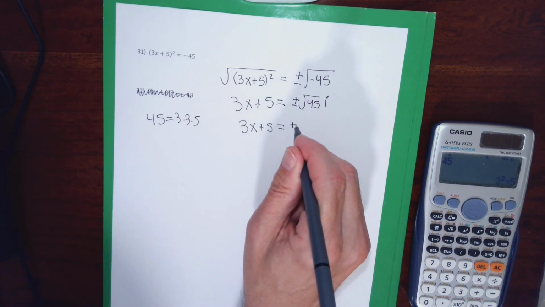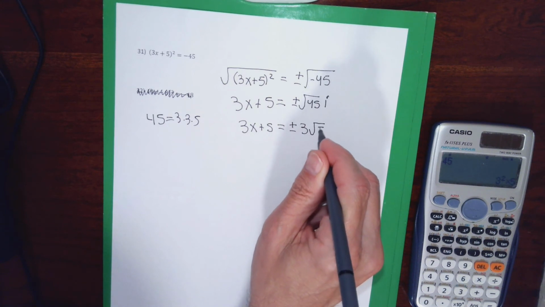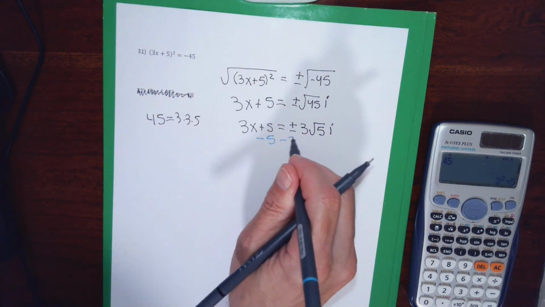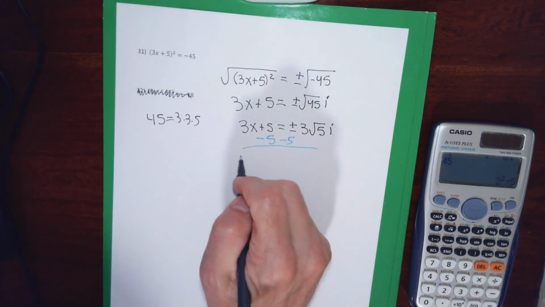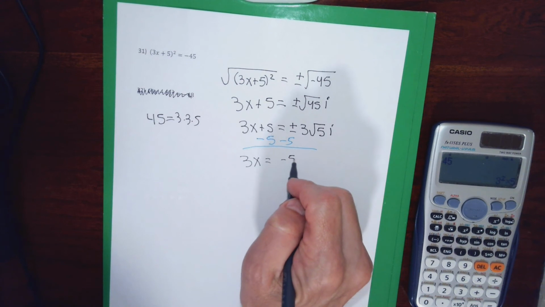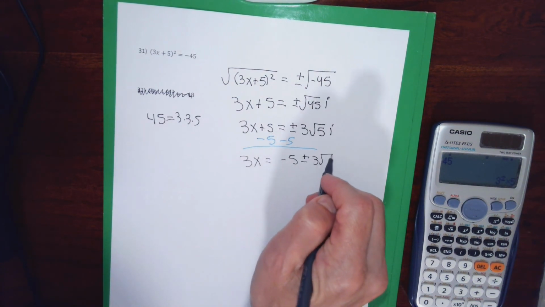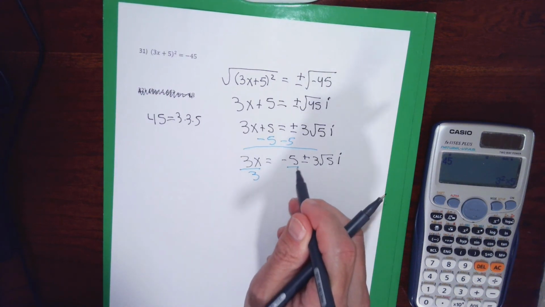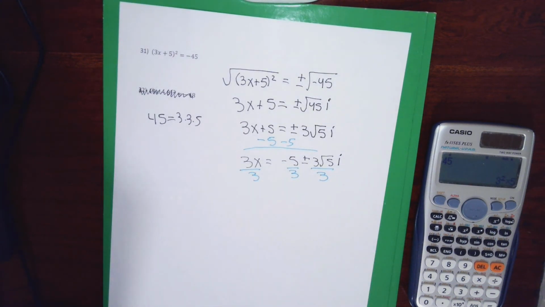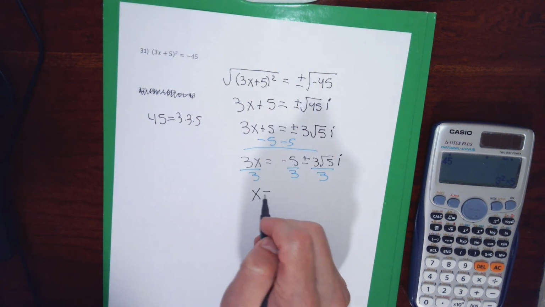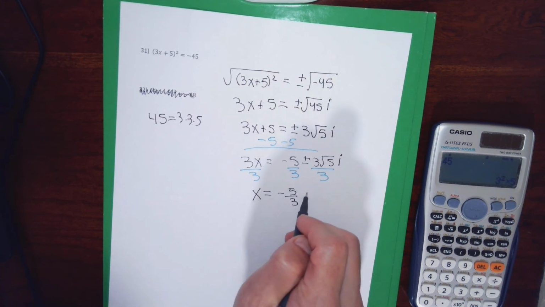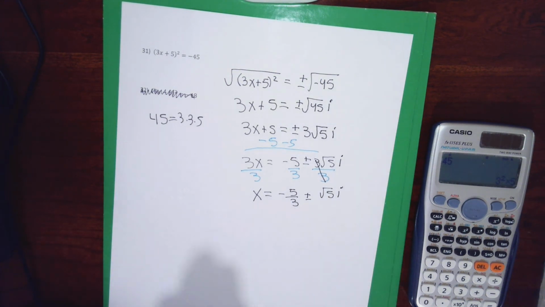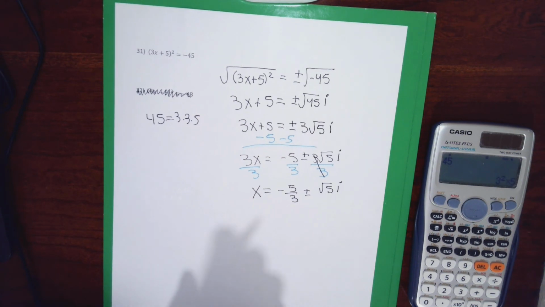So in front of my radical, after the plus or minus sign, I get a 3. Under the radical, I get a 5. And then I have the i tagging along at the end. To solve this now, I'm going to subtract 5 from both sides and get 3x equals negative 5 plus or minus 3 times the square root of 5 times i. Because the right hand side has an i, I'm going to make small fractions when I divide on the right hand side. The 3's cancel. The first fraction is negative 5/3. After the plus or minus sign, the 3's cancel, and I get square root of 5 times i. That, I'd say, is the best answer for problem 31.